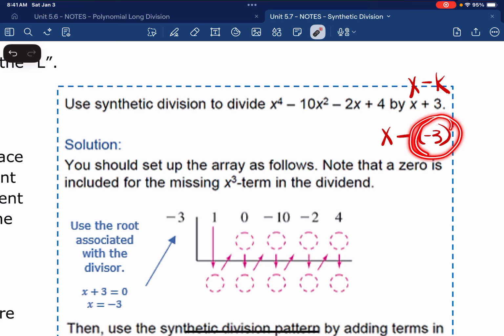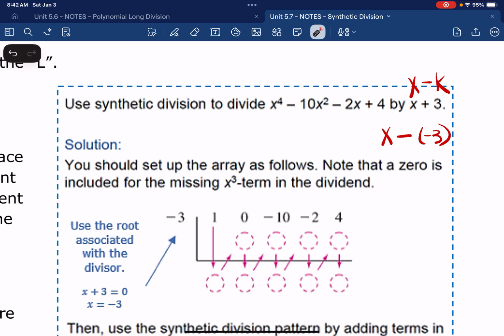Generally, it will always be the opposite sign of this. If this says x plus 3, our k value is negative 3. If it had said x minus 3, our k value would be a positive 3. So we're going to take this k value right here, and we'll put it on the outside, and then we'll draw this little L shape right here, okay?